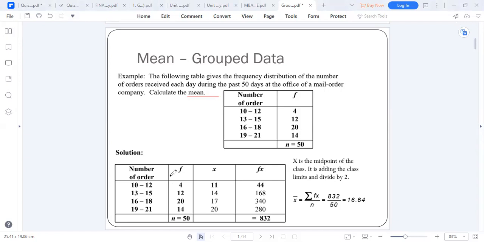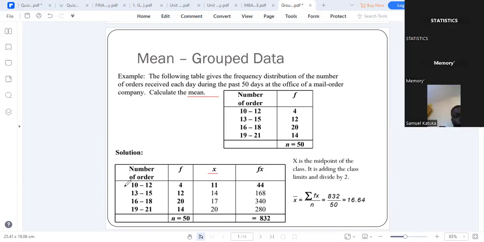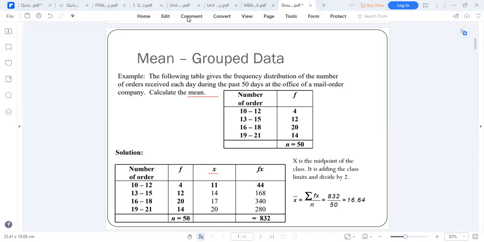So we have 4, 12, 20, and 14. We need to find our midpoint, which is x. To find the midpoint, we add the lower bound and the upper bound, and we divide by 2. How do we calculate the midpoint?